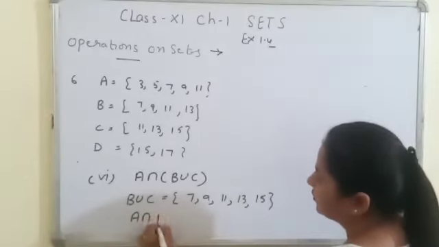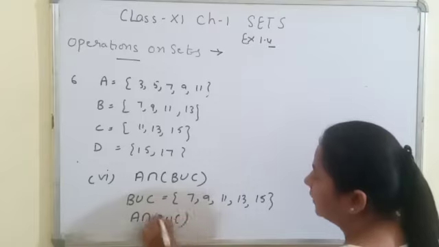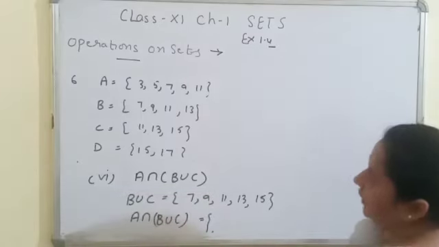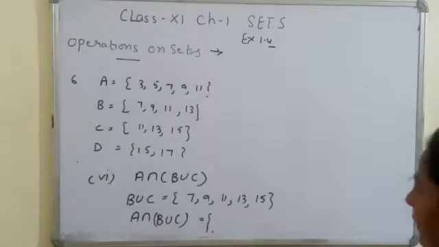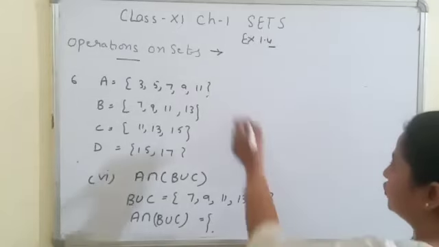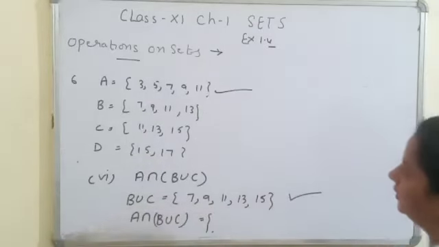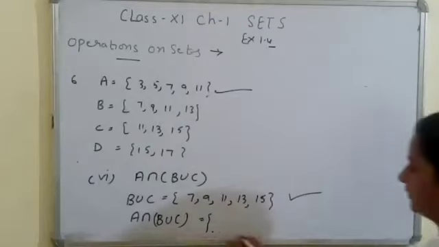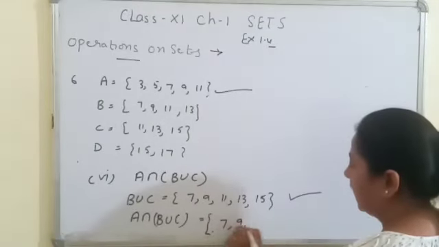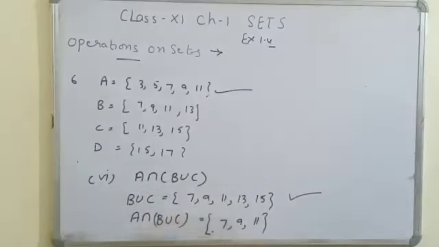A intersection (B union C). Now find all the elements which are common between these two sets. These are 7, 9 and 11. Yes, 3 elements, 7, 9 and 11. These are common in B union C and in set A. So the result is 7, 9 and 11.